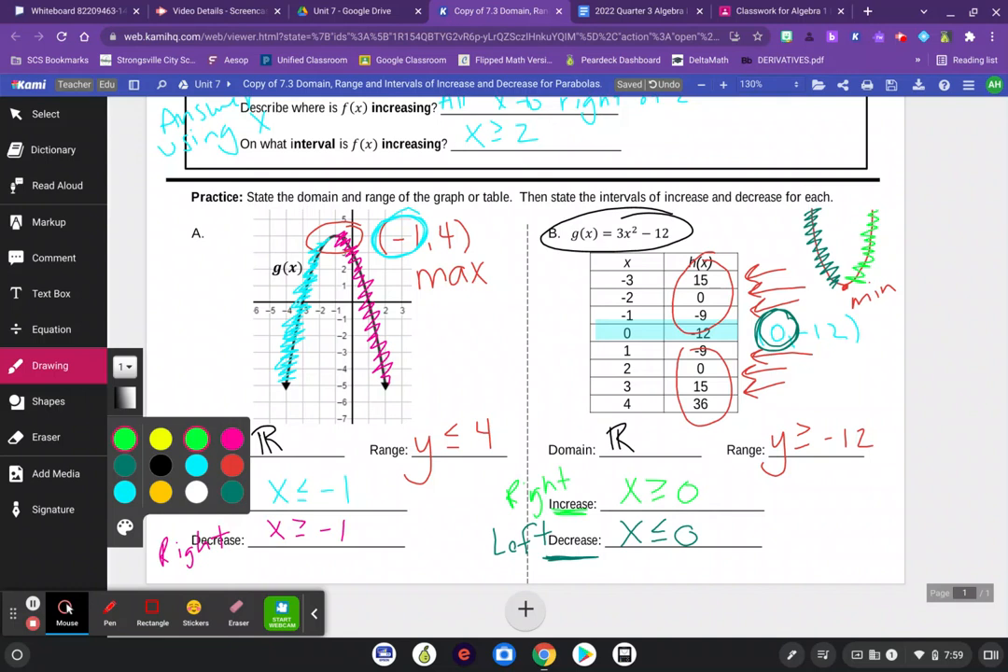All right, and so now you're going to get the chance to practice this by doing an activity. If you have any further questions, please ask your teacher.